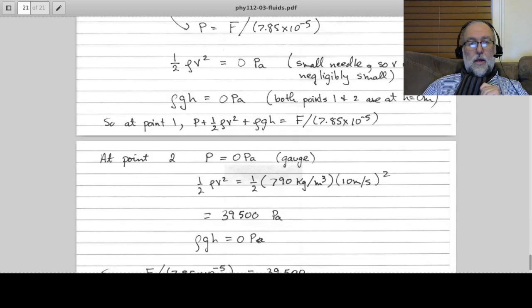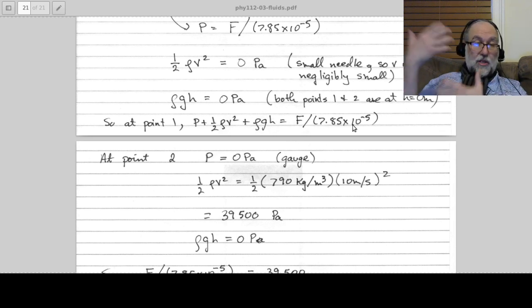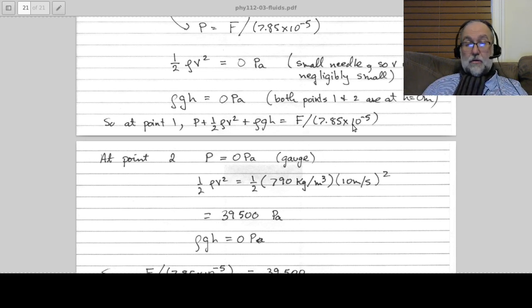So all the contribution at point number one comes from the pressure, and that's going to be whatever force I'm applying divided by the cross-sectional area. You can see how this is different than above. Above, the pressure at both points 1 and 2 was 0 pascals gauge. Here, the pressure just behind the plunger is going to be whatever force I'm applying divided by the cross-sectional area. At point number 2, the pressure is 0 pascals gauge, because it's out in the air. It's been released into the air, and there's nothing pushing on it.